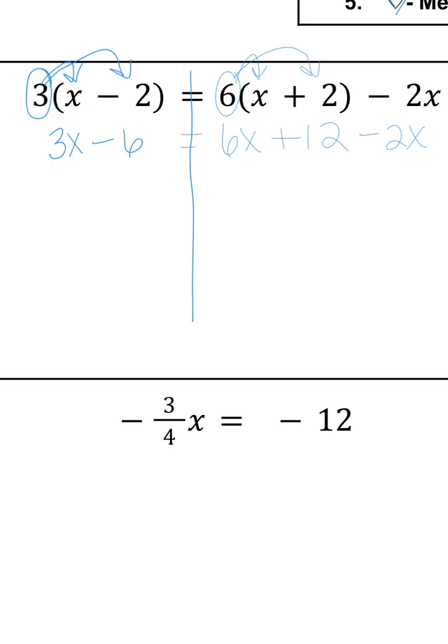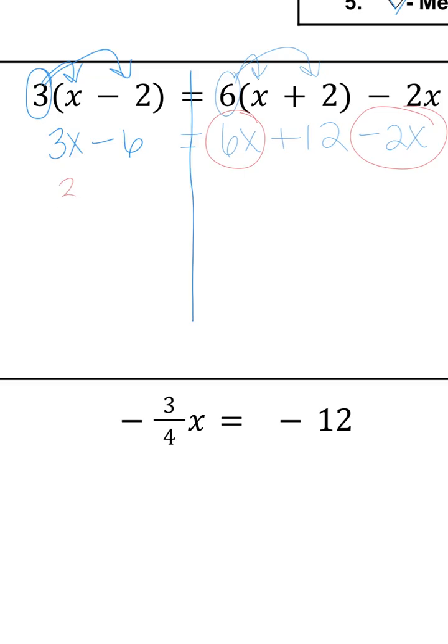All right, now we need to do our C for our Washington, D.C., right? What does C stand for? Combine like terms. So let's check on the left first. Can I put this 3x and this -6 together? No, because one has an x and one doesn't, right? How about over here? I've got a 6x, a 12, and a -2x. Is there anything over there I can put together? Yeah, this 6x and this -2x, they both have an x, right? They both have the same variable or the same last name.